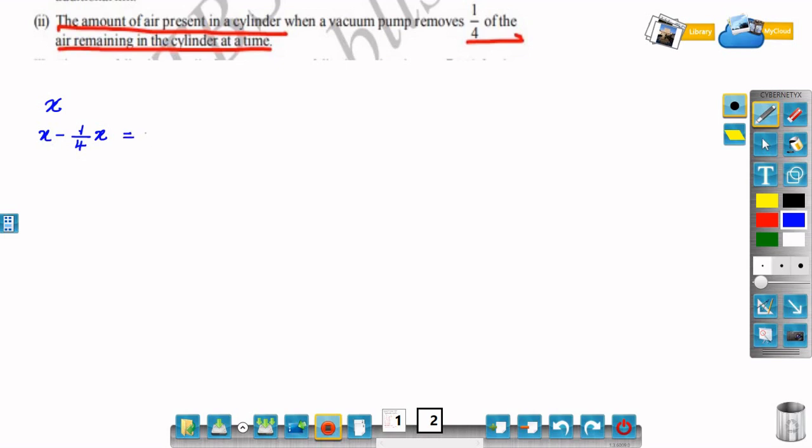Take X common outside. Here also X, here also X. Now if I take X outside, what remains is 1 minus 1/4. That is X into (4 minus 1)/4, that is X into 3/4. So this is 3x/4. Now in the second stage, the amount of air present in the cylinder is 3x/4.